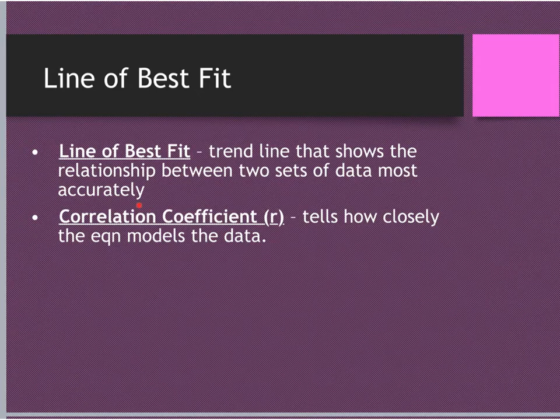And when we're using technology, we have something called the correlation coefficient. The correlation coefficient, which is represented by a lowercase r, well, it can be a capital R too, tells us how closely the equation models the data. So for an R value close to 1, this implies it's a good set of data.